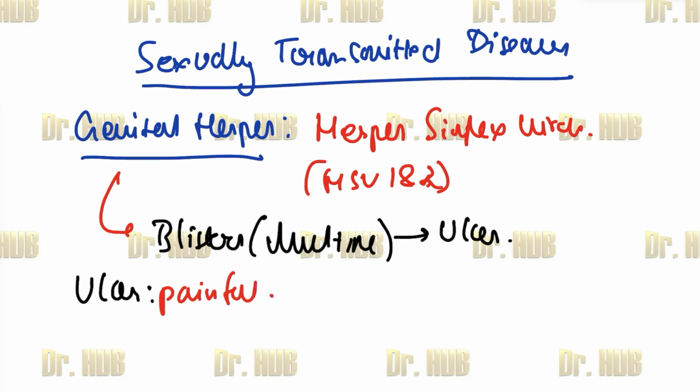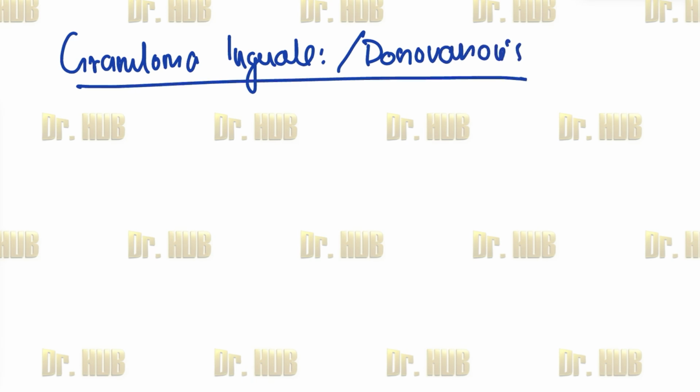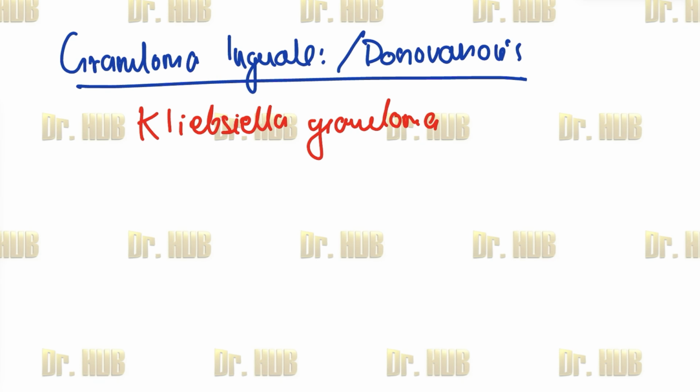Next, looking at granuloma inguinale, or donovanosis, it is caused by Klebsiella granulomatis. It was formerly known as Calymmatobacterium granulomatis.